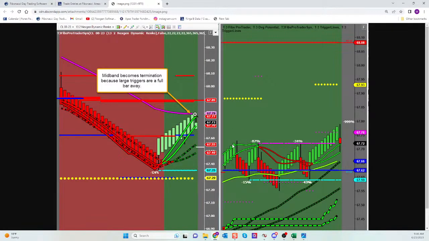And guys, price reaches the mid-band. Large triggers are a full bar away. See how they're right there all the way at those reversal bars? This says the market may close the gap. Not guaranteed, but may close the gap. Bobby T, thank you for that picture. That alone is enough to keep me from trying to get in at 66 because it may close the gap all the way down to 55. I don't know if it did, but it may.